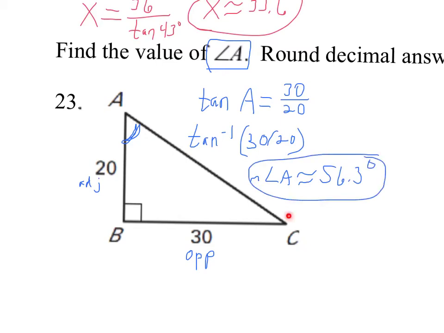Now, if I needed to figure out angle C, I could easily do that. I could do 180 minus 90 minus 56.3, or I know these two add up to 90, so I could also just do 90 minus 56.3, and that would tell me this angle. But in this case, you just have to find A.